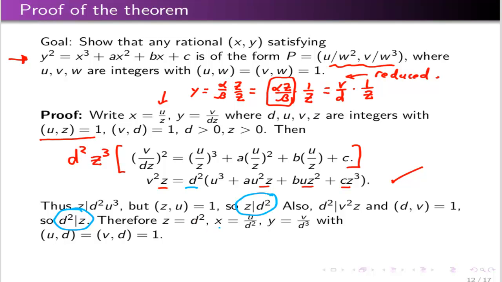And that says x is u over z, so u over d squared. y is v over d cubed. QED.